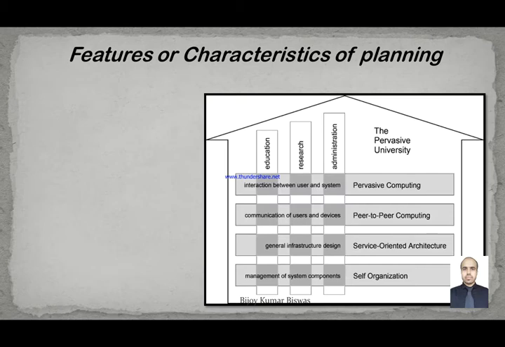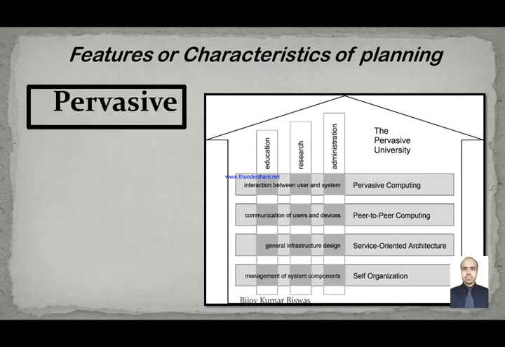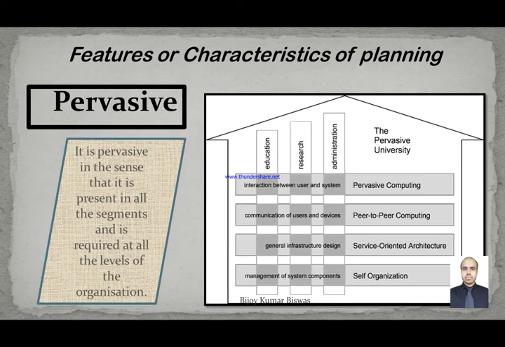So if a plan is drafted by the higher board of directors and the administration, this plan is related to or involves all the stages of the organization, up to the bottom. It means that it is pervasive. It is present in all the segments and occurs at all of the levels of the organization. So pervasive means planning belongs to all positions or levels of the organization.